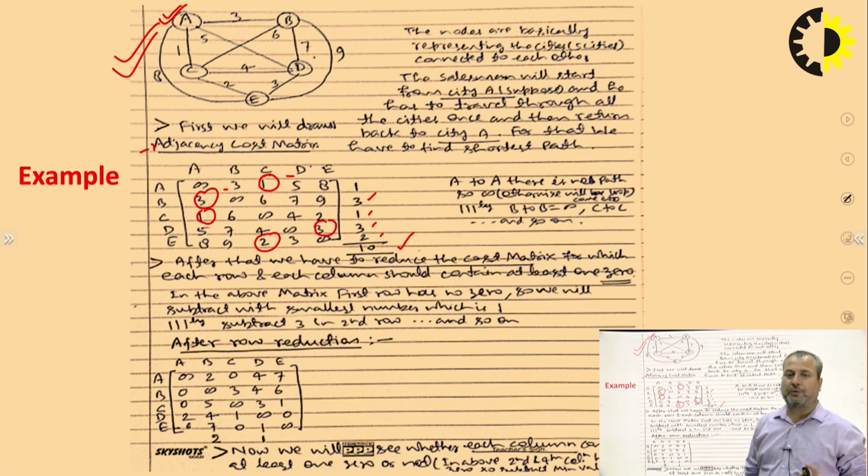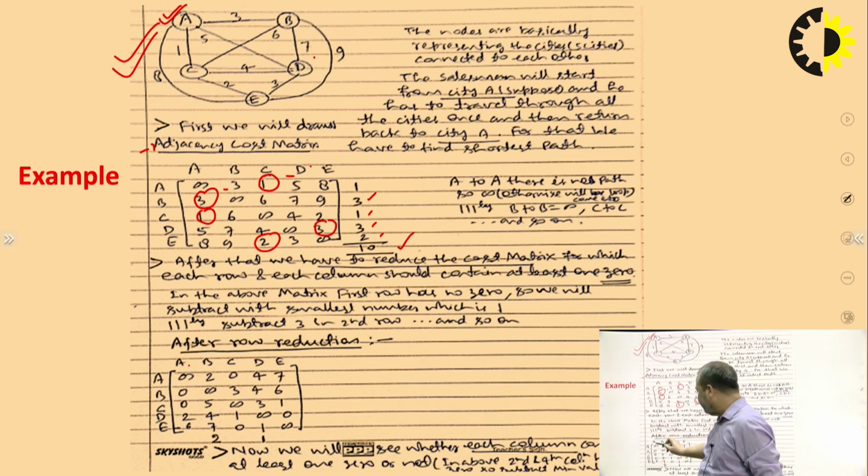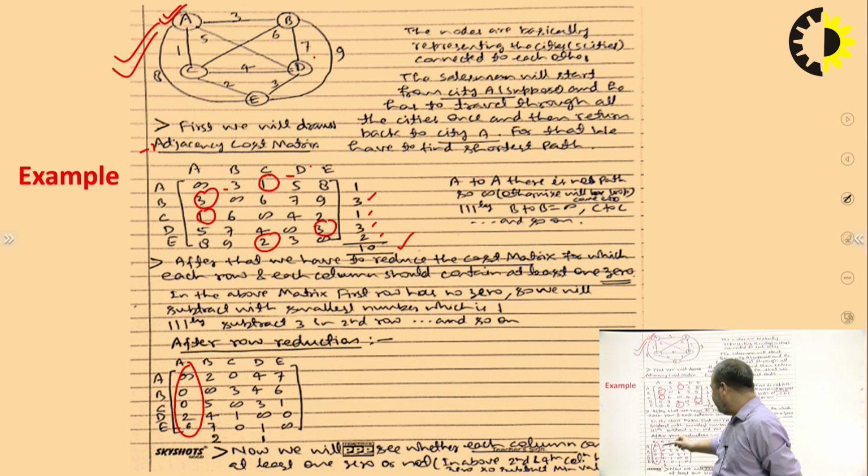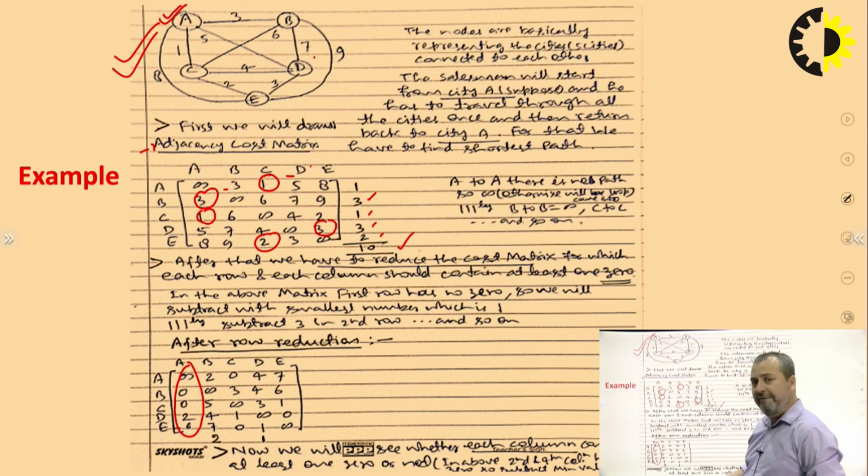We also have to check the column reductions. So what will we do? We find the same thing: all the entries of every column should be either infinite or at least 0. See here, in the first column, 0 is there, so there is no need to reduce this column. In the second column, neither are all entries infinite, nor is there even a single 0. So this has to be reduced.